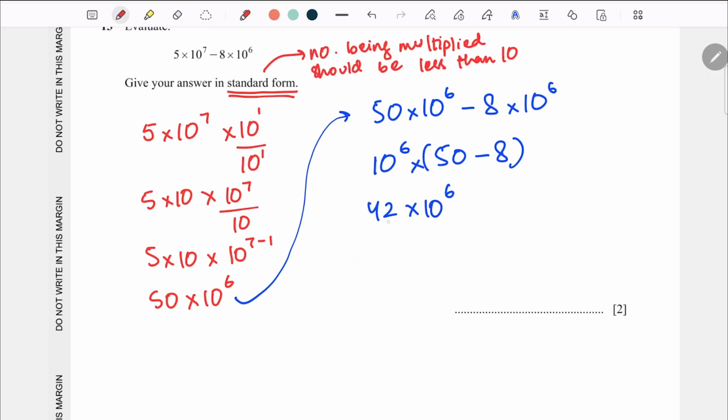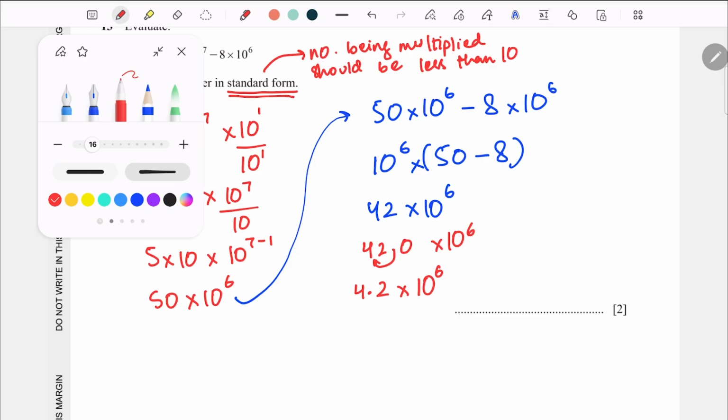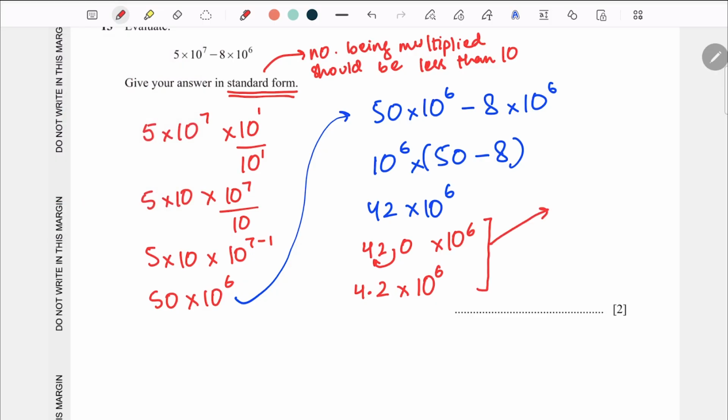So in order to make 42 less than 10, 42 can also be written as 42.0 × 10^6. Then I'm going to shift the decimal behind 2. This can be written as 4.2. And because the decimal is being shifted to the left, the power will increase by 1. This is one of the rules of indices. I'll write it down. This will be 10^7 because it's going to increase by 1.